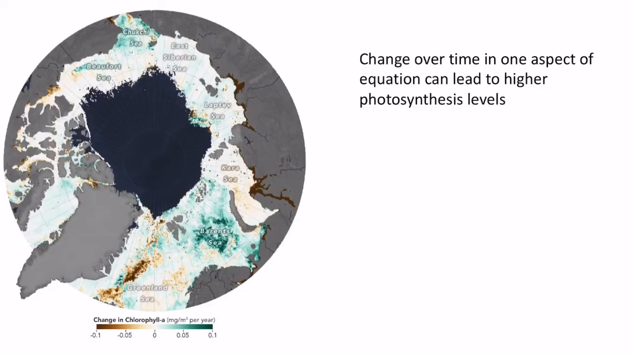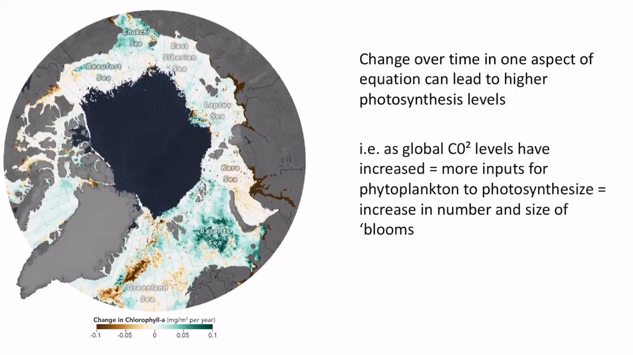Similarly, if I add more CO2 to the atmosphere, that will allow phytoplankton blooms to have more input to bloom in greater size. And so we're seeing, as global CO2 levels have increased, there is more CO2 for those plants to grow, and therefore they're growing in numbers.